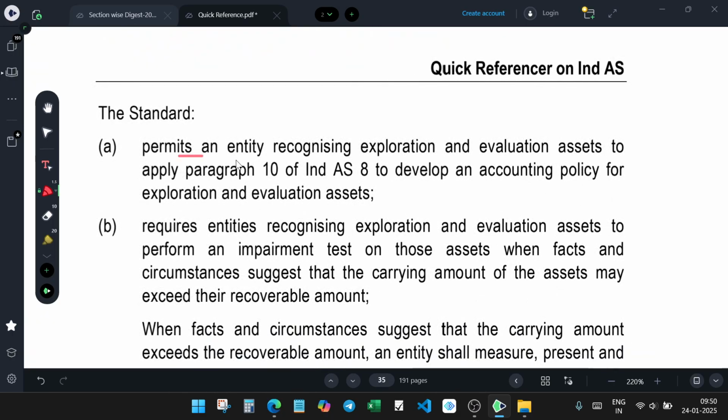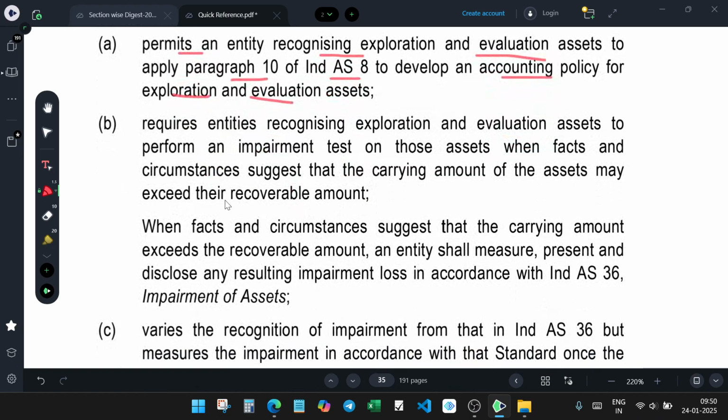The standard permits an entity recognizing exploration and evaluation costs to apply para 10 of Ind AS 8 to develop an accounting policy for exploration and evaluation assets. The entity is required to perform an impairment test on the recognized exploration and evaluation assets when facts and circumstances suggest that the carrying amount of the asset may exceed the recoverable amount.